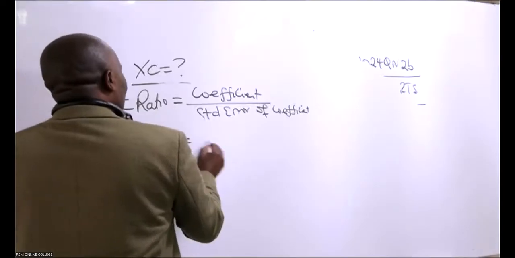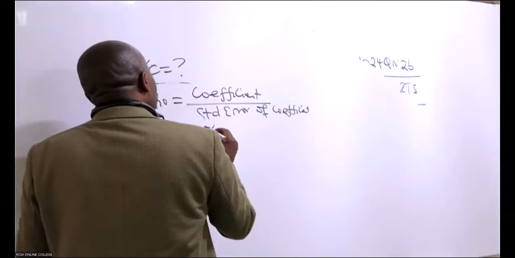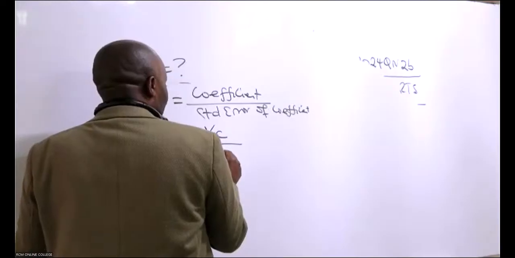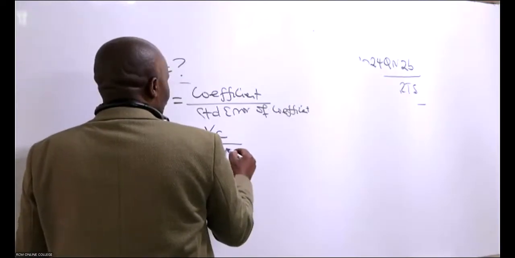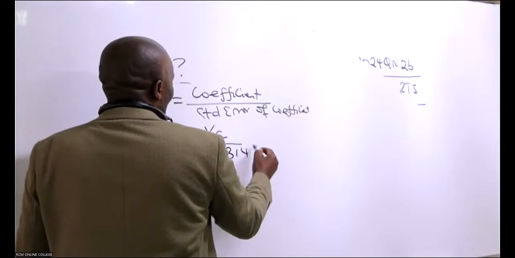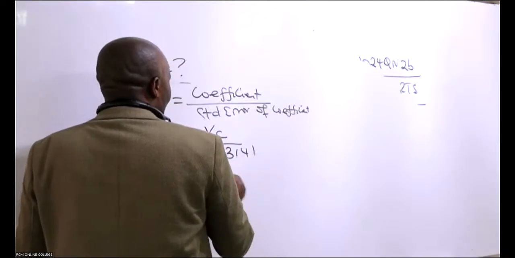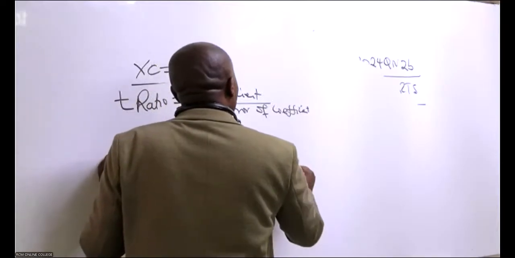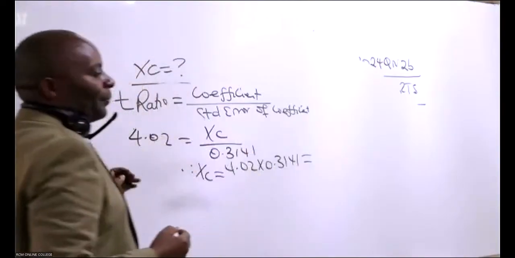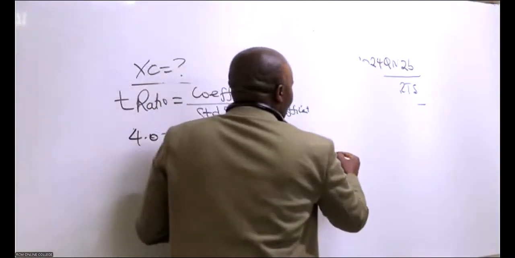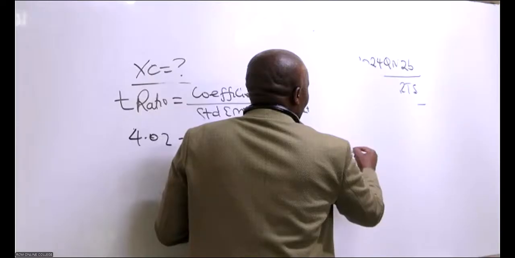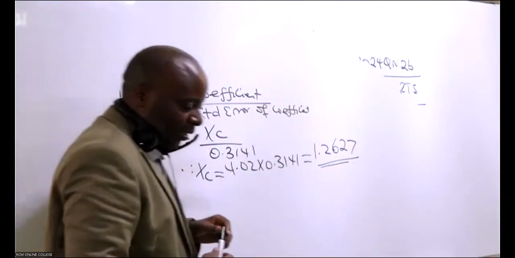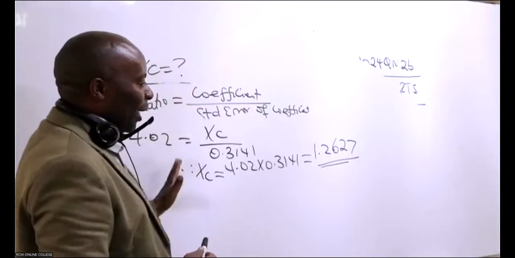4.02. Do you know the coefficient there? It is X, isn't it? But fortunately, we know the standard error of coefficient, which is 0.3141, like that. And therefore, make X the subject of the formula. It will be 4.02 times 0.3141, which is 1.2627. Thank you so much. So already we have up to XC.